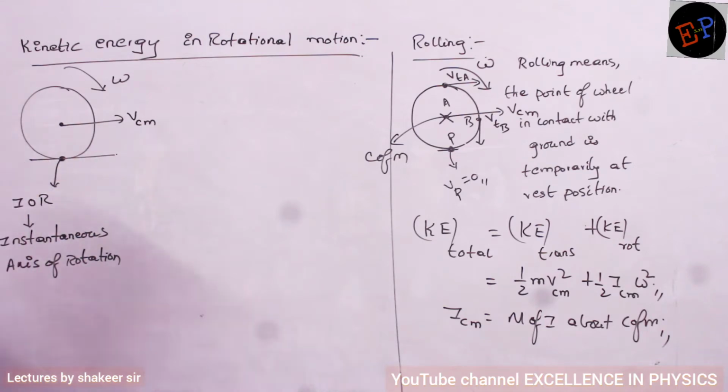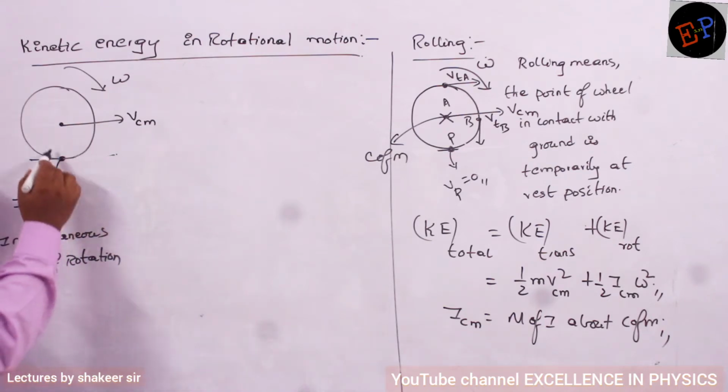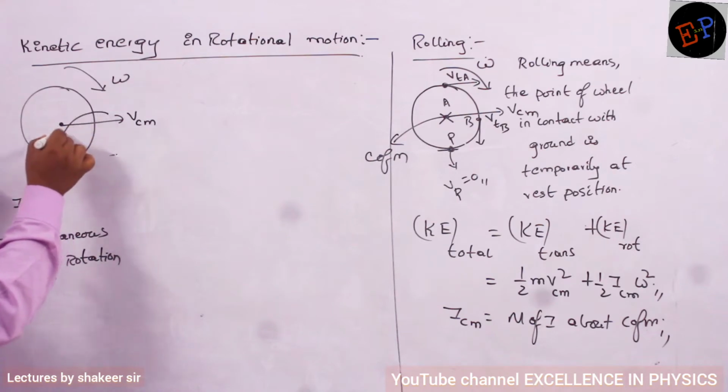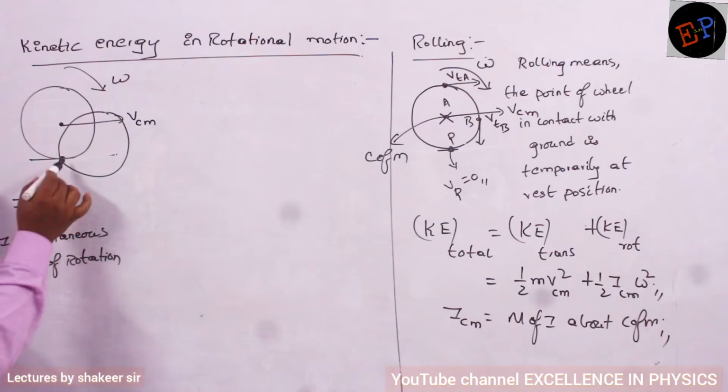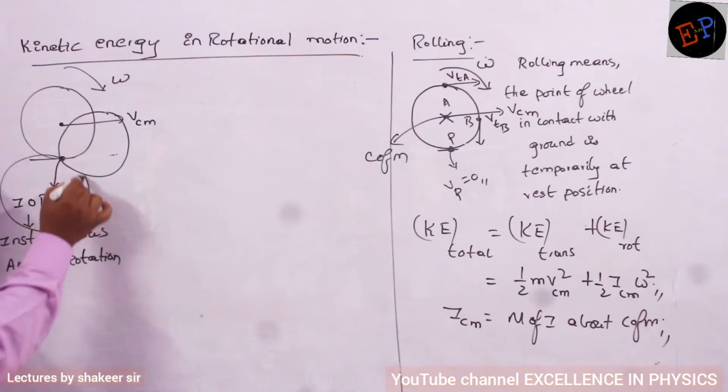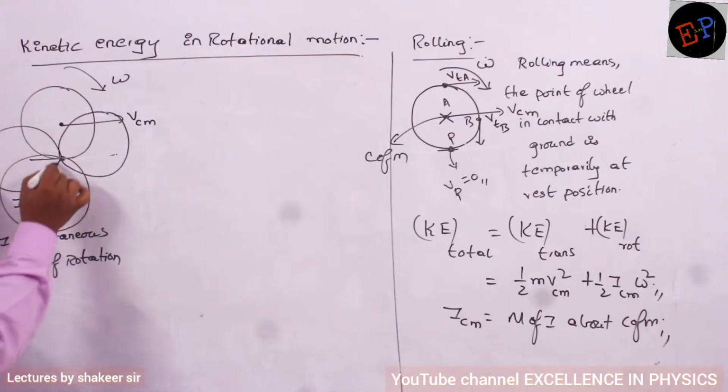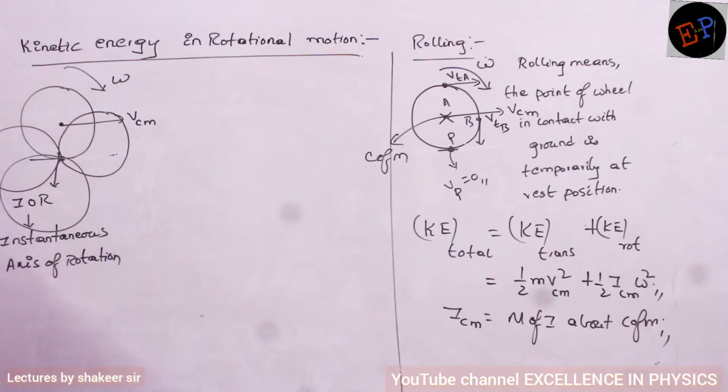If you remove this rod, what will happen after some time? The body may be rotating like this. So it is moving around this point. After some time I can assume the body is rotating like this. Are you able to understand?